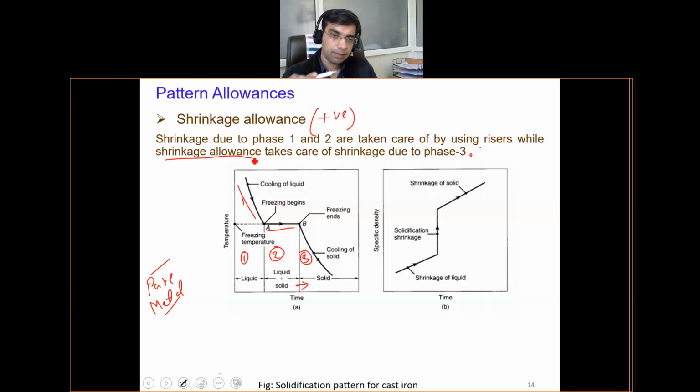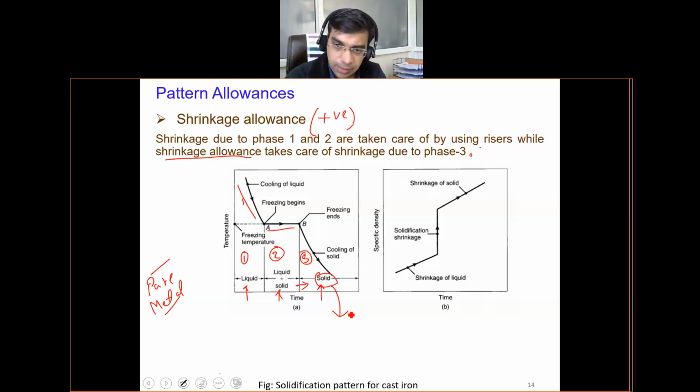So it is very important to understand that during solidification there will be three phases of solidification. One is in the liquid regime, then the liquid-solid regime, and last is the solid regime. So our allowance is only good in the solid regime. In zone 1 and zone 2, the shrinkage is compensated by the riser. So for that, we don't have to provide any allowance on the pattern.